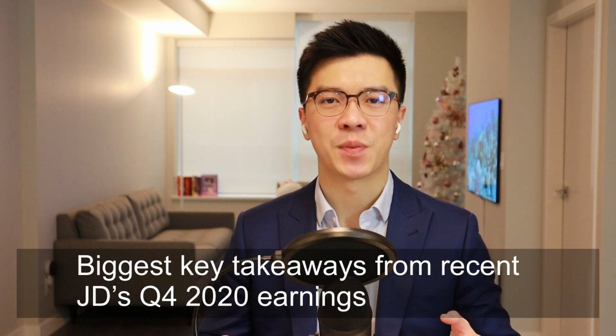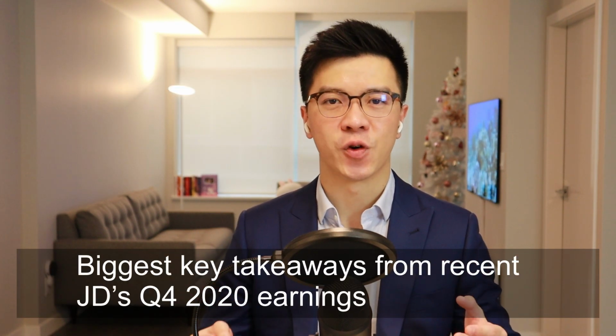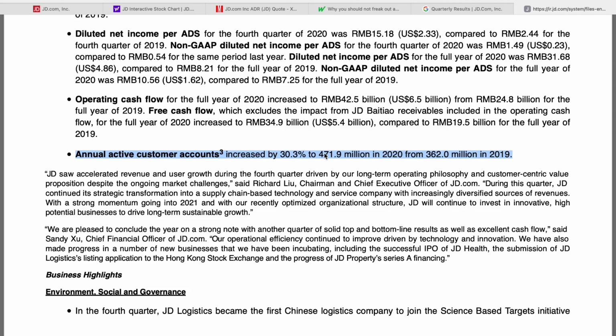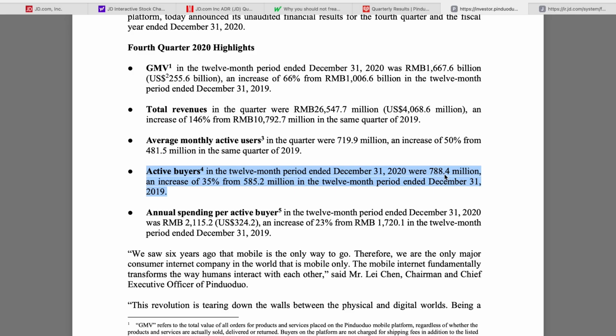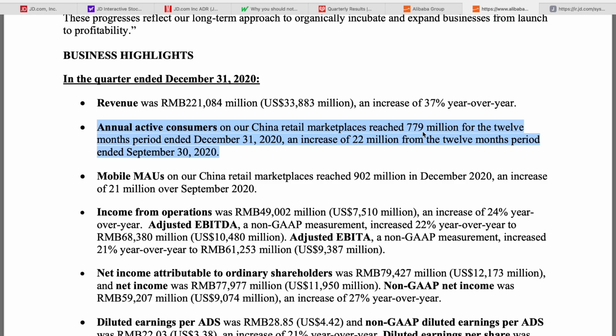The first thing I want to talk about is JD's most recent Q4 2020 earnings release. JD did very well in Q4 2020. JD hit 472 million annual active customers for the 12 months ended on December 31st, 2020. Pinduoduo hit 788 million annual active customers. Alibaba hit 779 million annual active customers. What this means is that JD is now the 3rd largest e-commerce company in China by annual active customers.